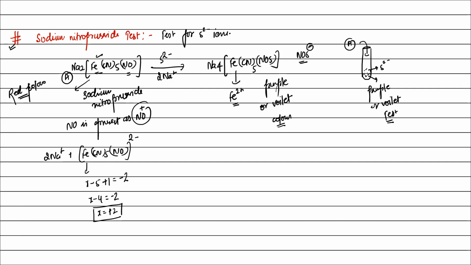Okay. Now, again, we have learned about SCN-, right? This is also an important reagent for testing iron 2 plus and iron 3 plus, right? It means thiocyanate ion is an important chemical species which is used for testing the presence of iron 2 plus and iron 3 plus. For example, iron 3 plus on reaction with SCN-, right? Forms Fe(SCN)3. This is the blood red color complex.